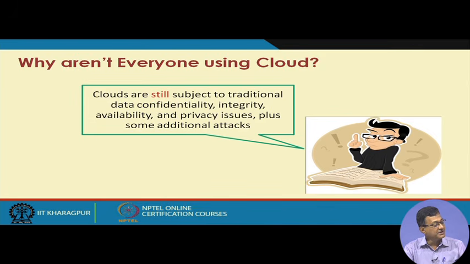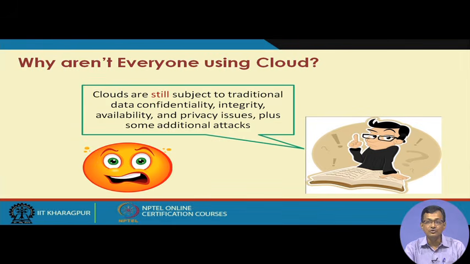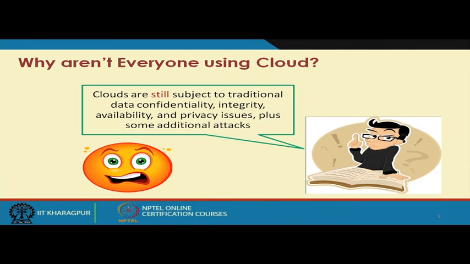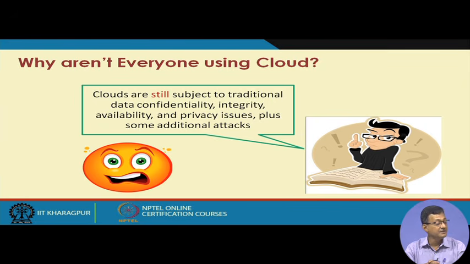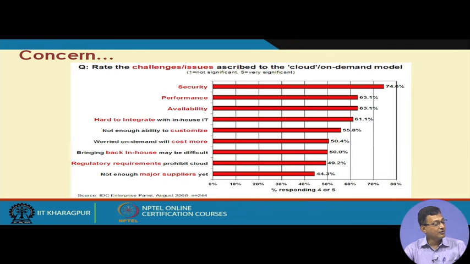One of the major things is that clouds are still subject to traditional data confidentiality, integrity, availability, and privacy issues, plus some additional attacks. This is a serious concern at any stage. If the provider is happy and the consumer is happy, why is not everything going to cloud immediately? Because of these issues of data confidentiality, integrity, availability, privacy, plus some additional cloud related things.